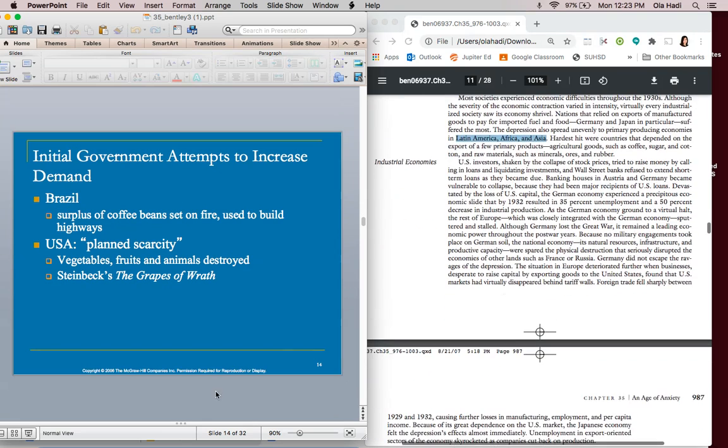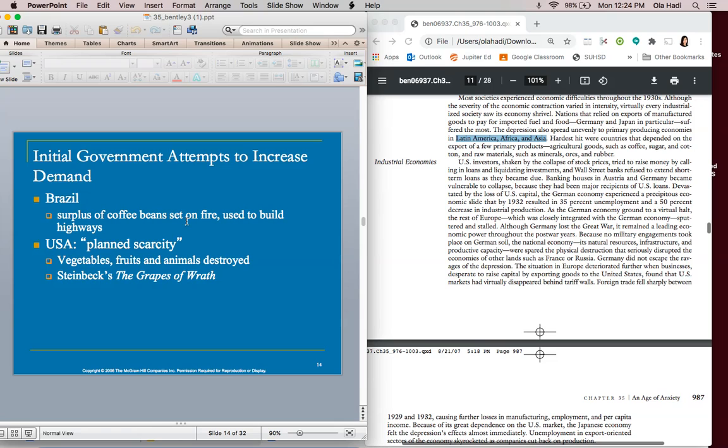Okay, so let's talk about how U.S. investors are going to respond. And here, I'm going to tell you that the initial government response was not adequate. They tried to increase demand. And this is not just in the U.S., but all across the world. For example, how do you increase demand, or how much people want to buy? One way that they thought might help the economy is raising the price.